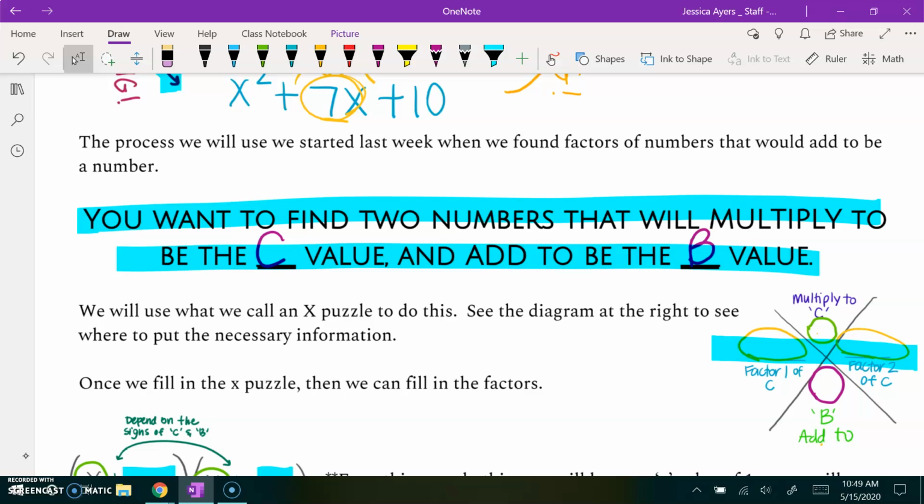If C is positive, then your signs in the parentheses will always be the same. If your B is positive, then the signs will be positive. If the B is negative, then the signs will be negative. But the key to remember is whatever sign C has tells you whether your signs are going to be the same or different. And for all of these this week, the signs will be the same and the B value will tell you what that sign will be. Positive B means you're going to have plus plus. Negative B means you're going to have minus minus.